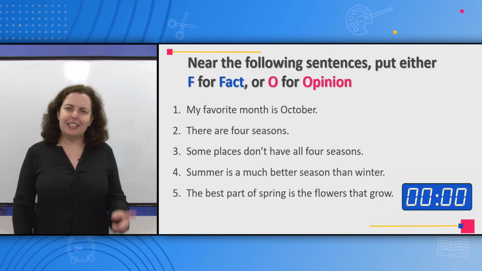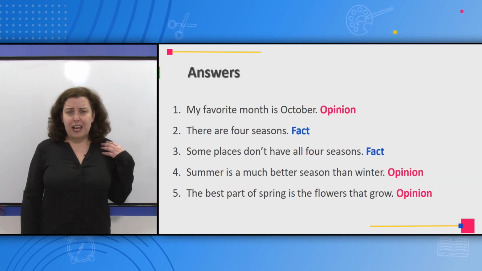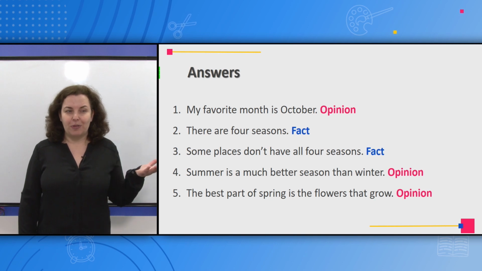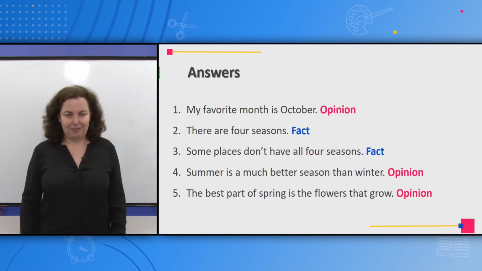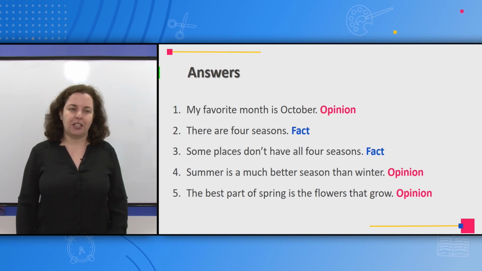Welcome back. Let's look at your answers now. My favorite month is October. Of course it's an opinion. It's my. You see the clue in the sentence? My favorite month is October is an opinion.